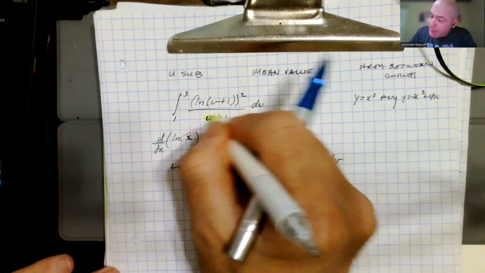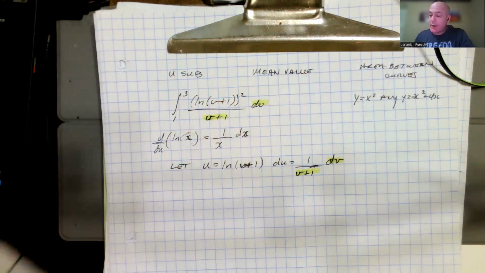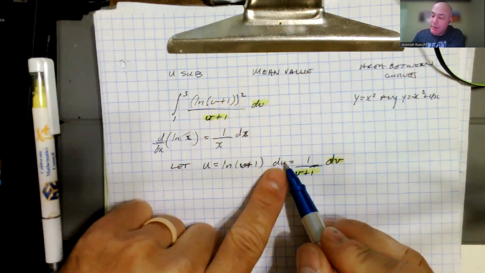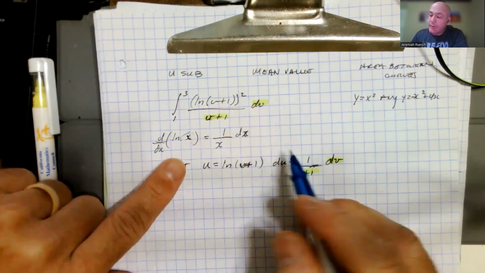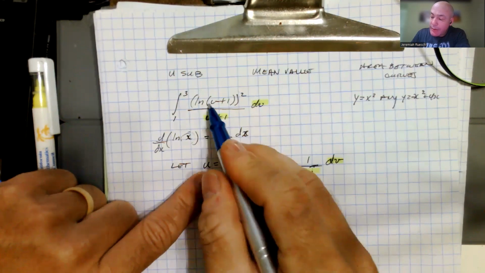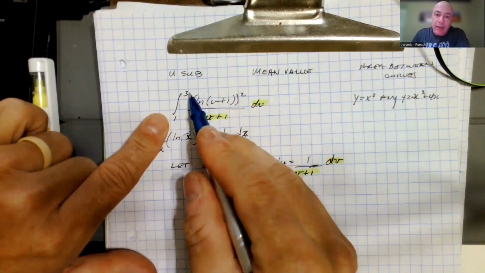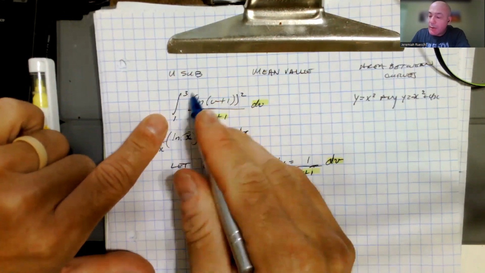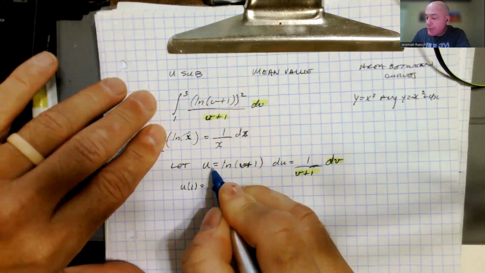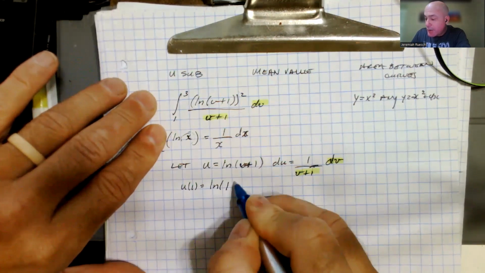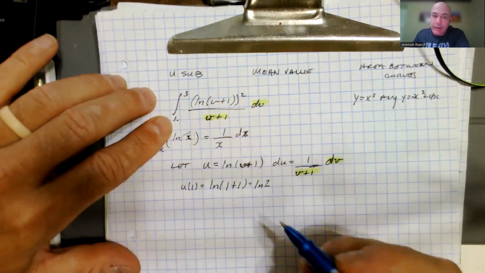Do you see that everything that I've highlighted is exactly the du piece? So I can brush all of this aside, and that just gets replaced by du. Likewise, since I've substituted u for the natural log, this just becomes u squared. The last thing I can do is plug in the values to figure out what this is equal to under the new substitution. So u of 1 is going to equal the natural log of 1 plus 1, which is the natural log of 2. That will be my lower bound of integration.